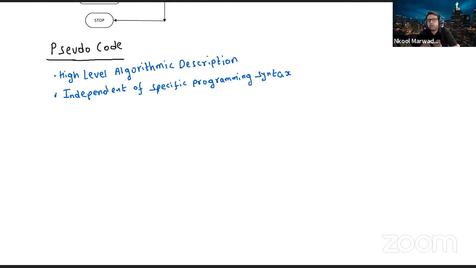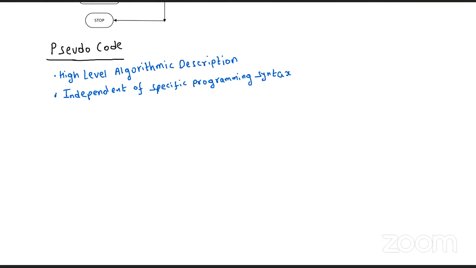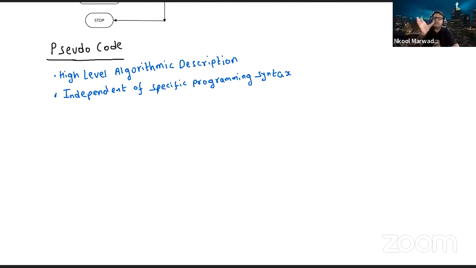So in pseudocode, rather than following any programming language, we follow some very basic, simple style, and it is used to communicate what the program is doing, what those set of instructions are doing.